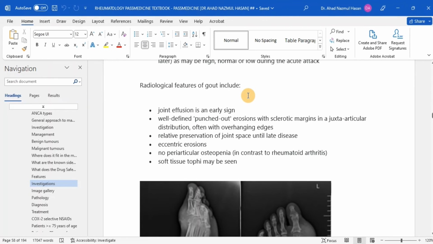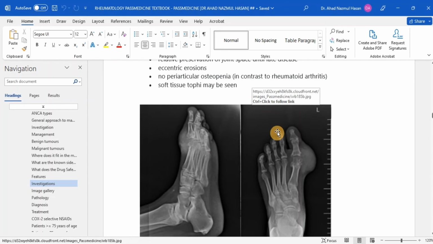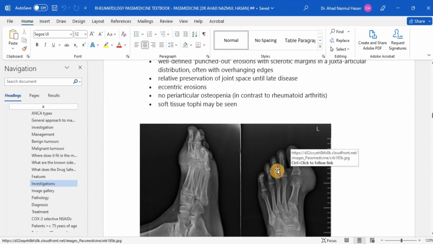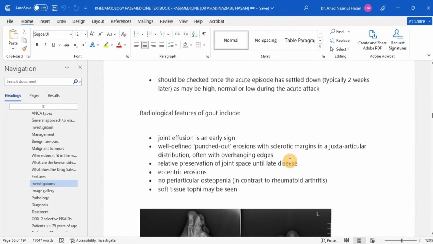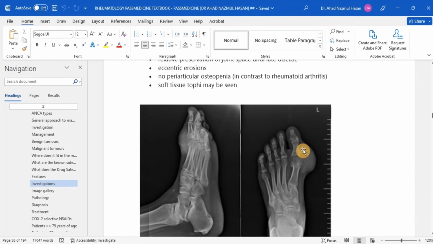And always remember, in case of rheumatoid arthritis, we will get the features of periarticular or juxtaarticular osteopenia. It should be absent in case of gout, and most commonly it affects the first MTP joint.